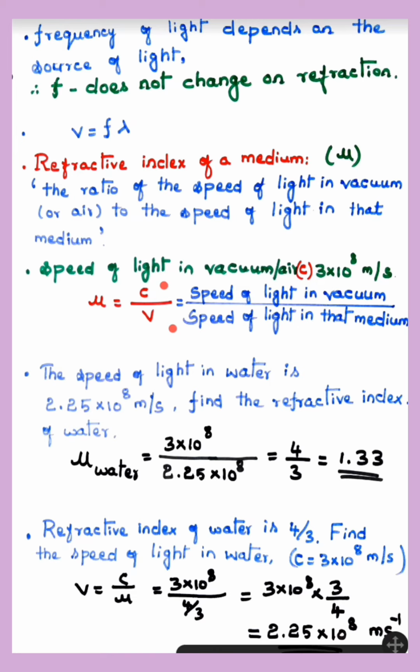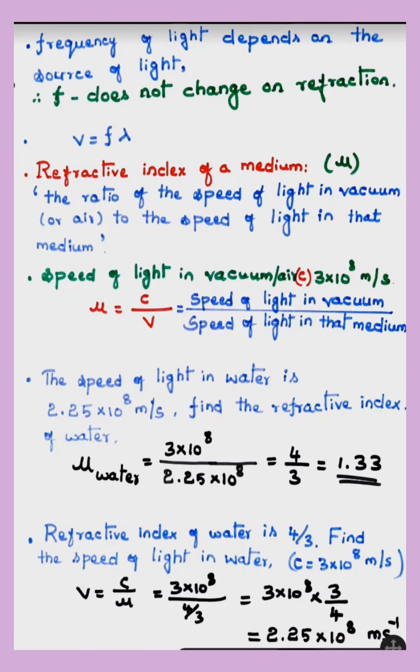10 to the power of 8 and 10 to the power of 8 get cancelled. Then 3 by 2.25, add 2 zeros in the numerator. So, you can solve. On solving, you get the answer as 4 by 3 or 1.33. So, this is the answer. And refractive index has no unit, because it is a ratio of the same quantities. Speed of light in vacuum is meter per second, speed of light in that medium is also meter per second, hence they cancel and there is no unit for refractive index.